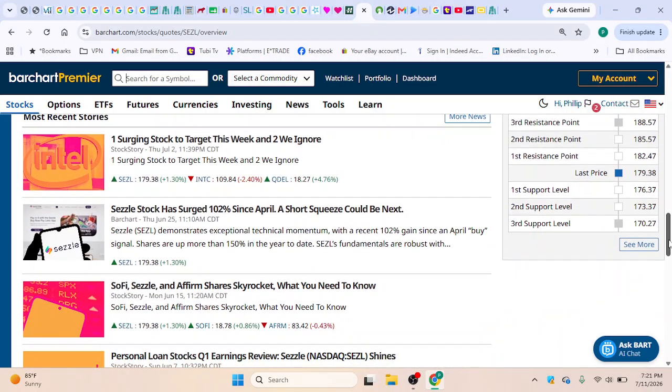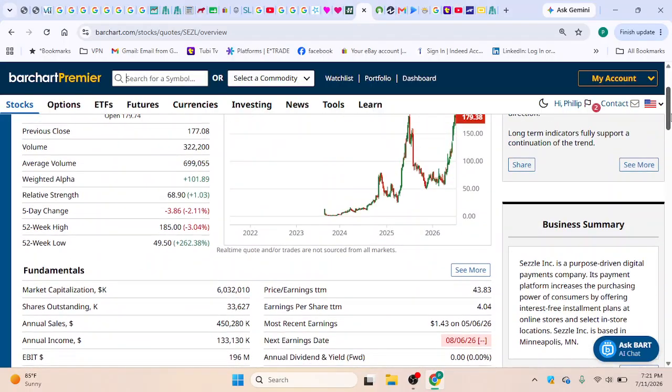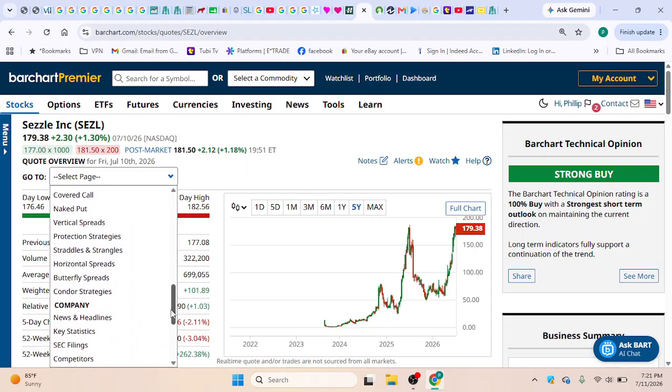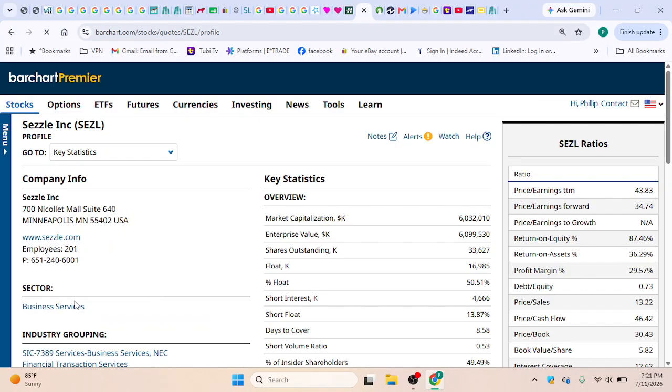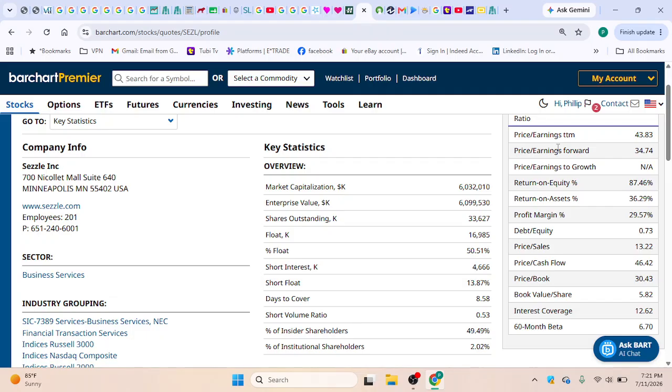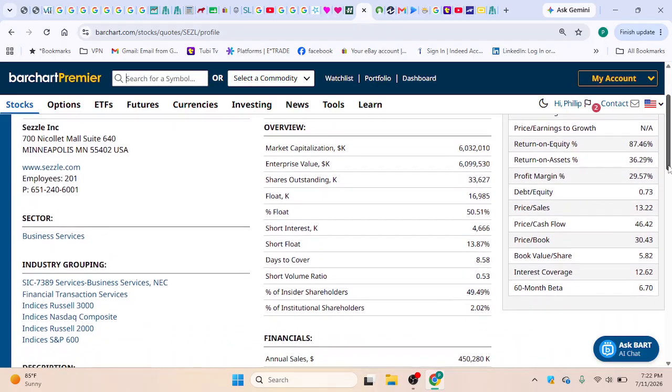And if we look at some other stats on this, some of the numbers on this. Key stats. That's what I wanted to get to. This is another page I like about Barchart. These key stats, right? You get ratios. You get return on equity. Here's a big number. 87% return on equity. Well, in general, over 20% is huge. Return on assets, over 36%. Profit margins, double-digit profit margins. Low debt, a fair price to sales ratio. Kind of high cash flow ratio. Price to book, I don't pay much attention to.